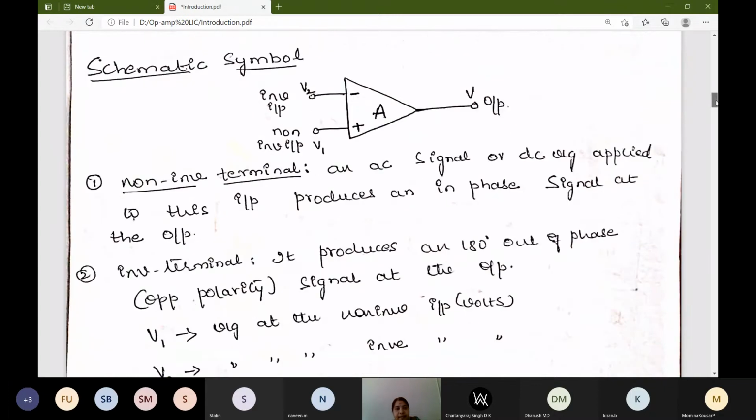So this is the schematic symbol. Here at the non-inverting terminal, an AC signal or DC signal is applied to this input and produces an in-phase signal at the output. That is important. At the output the signal will be in phase, so input and output can overlap each other. If it is the inverting terminal, it will be 180 degrees out of phase. That is important. It will be opposite polarity, like sine and cos, 180 degrees out of phase.